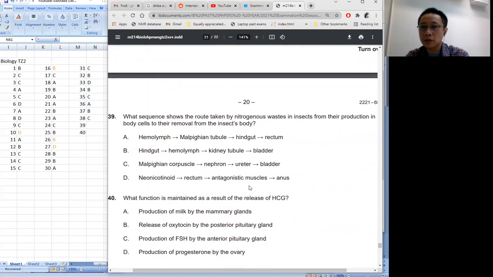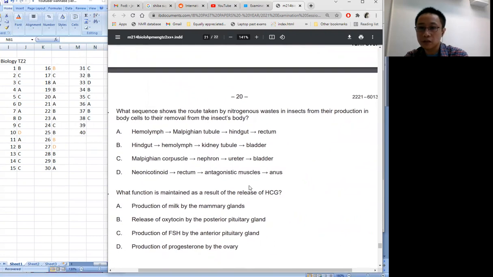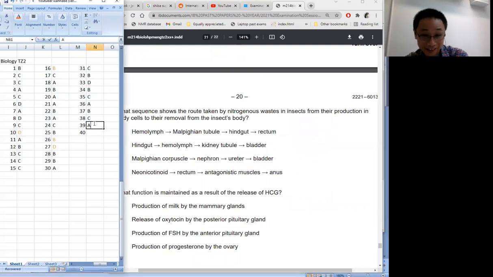39, which sequence shows the routes taken by nitrogenous waste in an insect from their production in the body cells to their removal from the insect's body? So this is a very obscure insect nitrogenous waste removal problem, and that's very annoying. The hemolymph is like blood. I feel like A is correct because the Malpighian tubules will absorb nitrogenous waste from the insect bloodstream, which is actually this hemolymph, into the gut, which processes both digesting food and other wastes. They don't have kidneys. They don't have a nephron. The other choices are ridiculously wrong, so I think A is a very clear choice here.